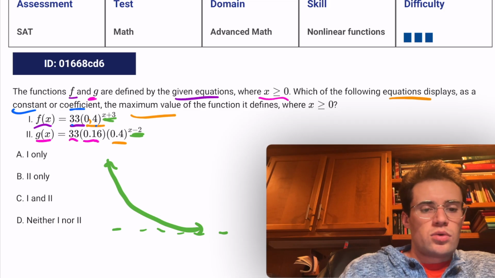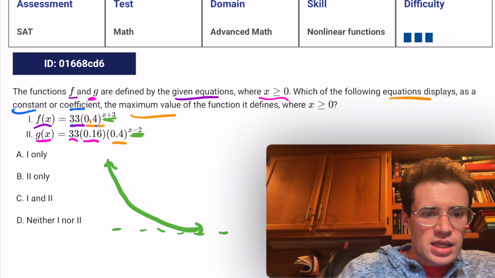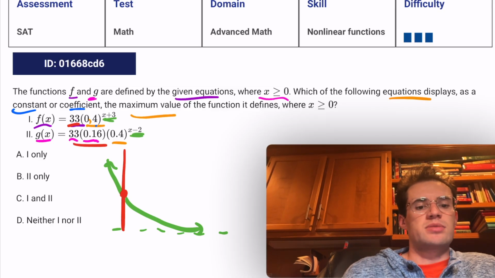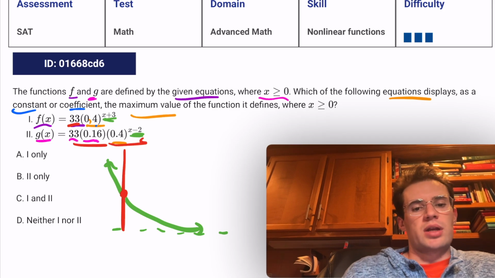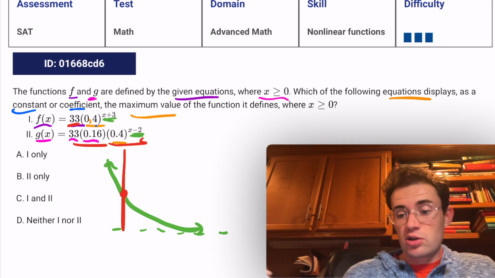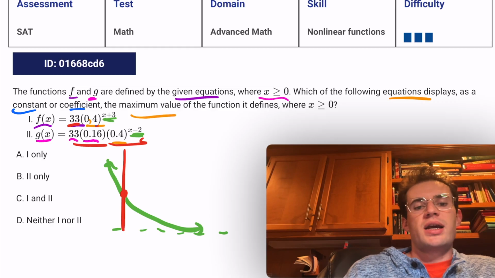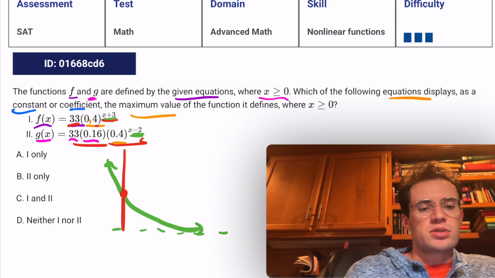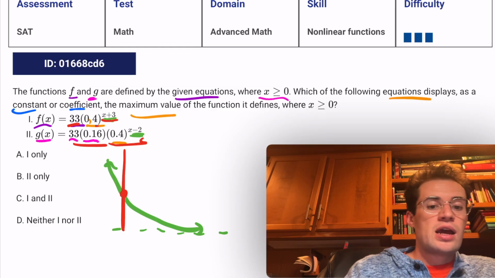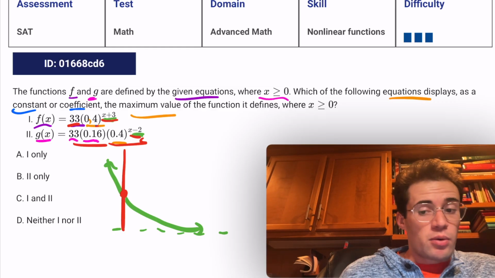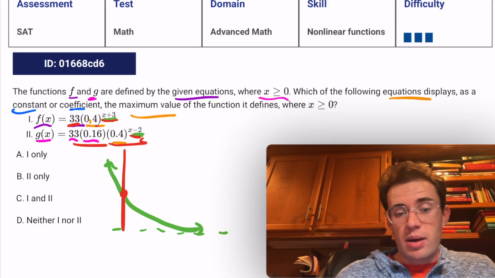But normally you would have it cross the y-axis at the principal value. So this one would be 33, this one would be 33 times 0.16, because this part would get canceled out, right? It'd be 0.4 to the 0 power, which is 1, so you wouldn't have to worry about that part, so you would just have this part up front. But because it's x plus 3 or x minus 2, this is only equal to 0 when x is equal to negative 3. This is equal to 0 when x equals 2. So they're trying to trick you with that, where people will go, oh, no, it's not actually the minimum value.